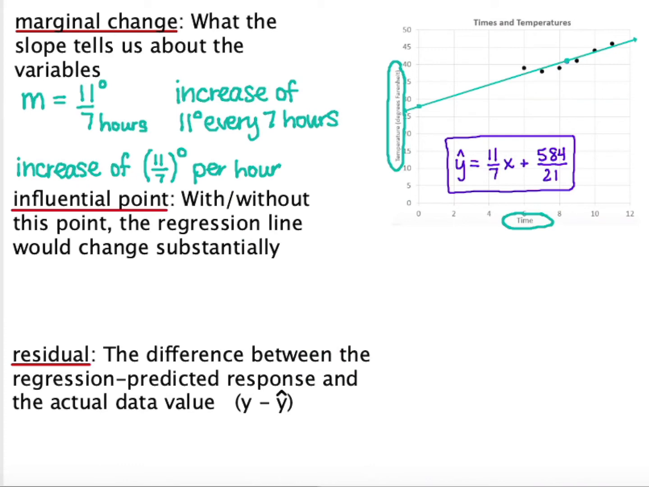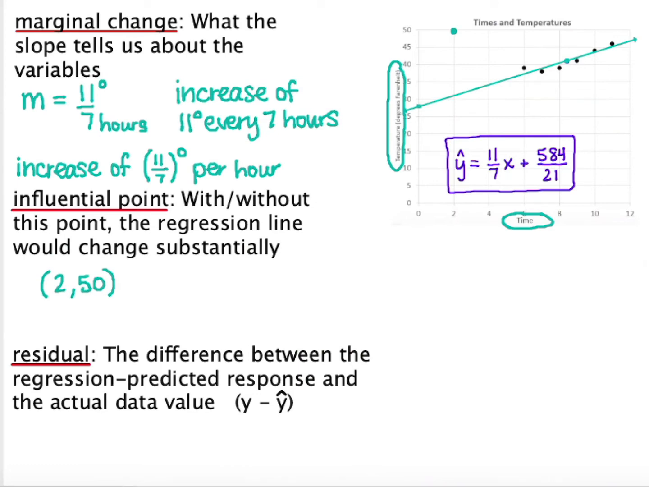An influential point is a lot like an outlier. With or without this point, the regression line would change substantially. And so I think you can see where, what if at 2 o'clock it were 50 degrees? That would be a major outlier, and that would definitely change the positioning of our best fit line. So I would say if we found out at 2 o'clock it was 50 degrees, that would definitely be an influential point. It would change our results substantially.